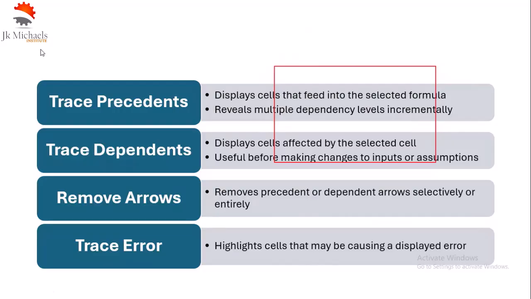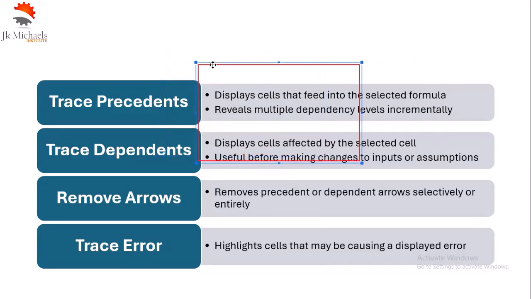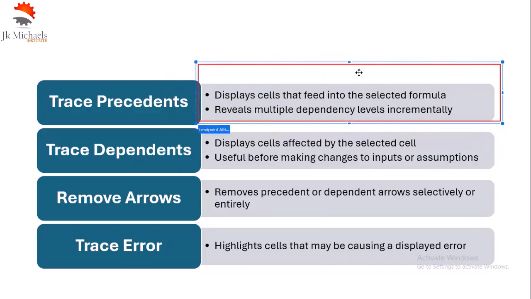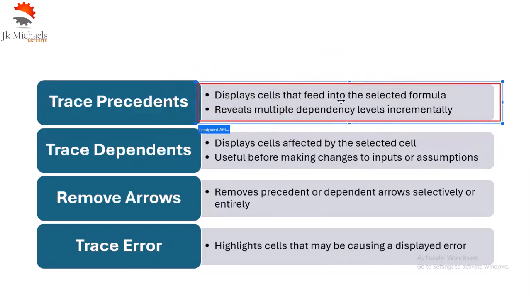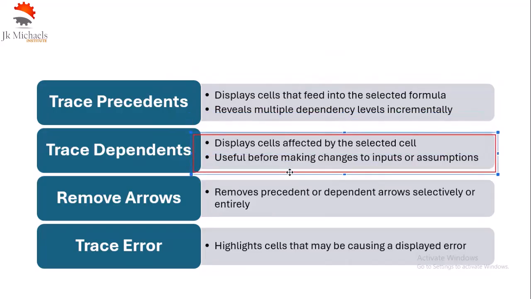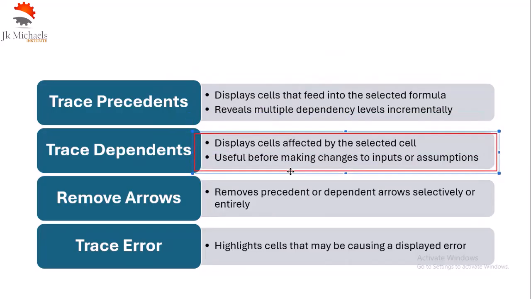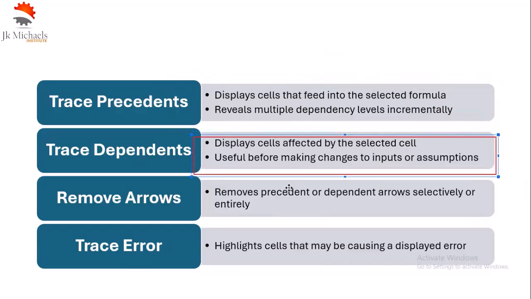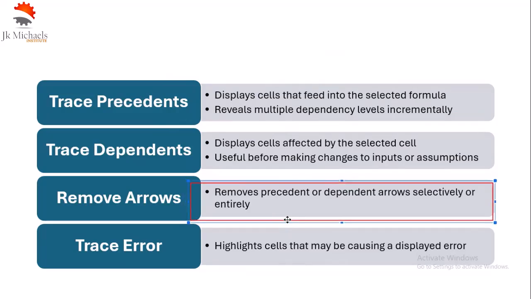Trace precedents. Trace precedents displays cells that feed into the selected formula. It reveals multiple dependency levels incrementally. We have what? That's trace dependents. Trace dependents displays cells affected by the selected cell. It is useful before making changes to inputs or assumptions. You want to know the dependents, what is likely to change when we change this cell, right? Remove arrows, right? It removes the precedent or dependent arrows selectively or entirely.